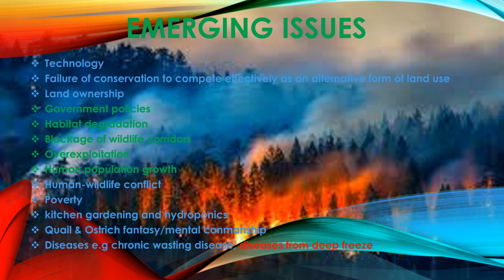Another emerging issue is the failure of conservation to compete effectively as an alternative form of land use. People still don't appreciate these natural resources as a form of land use because the communities around these conservancies don't feel the benefits of conserving wildlife, and therefore they would want to encroach as much as possible into these wildlife habitats to do either agriculture or plant their crops, something like that. So when we realize that wildlife can bring more benefits or equal benefits to what agriculture is doing, then we will be able to overcome these issues.